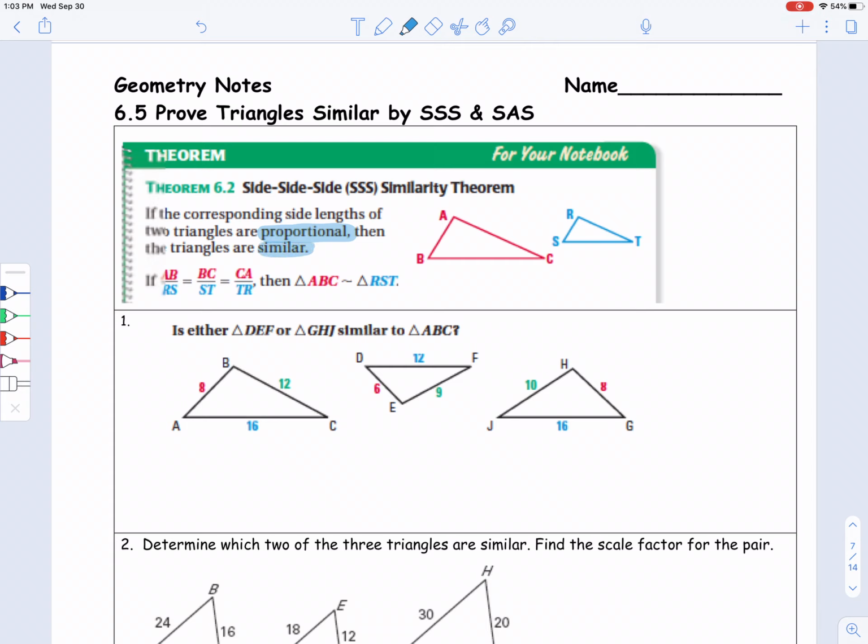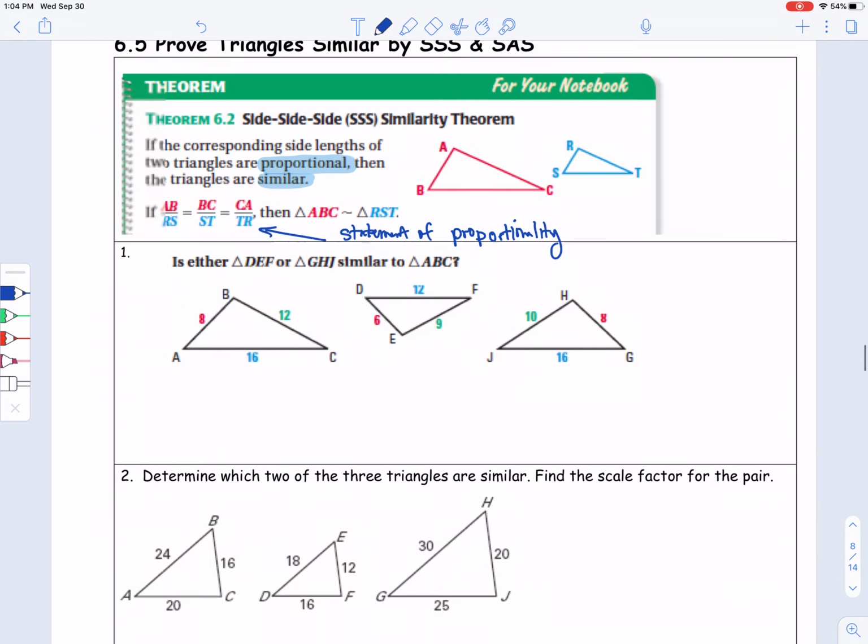So we've talked about writing a statement of proportionality before, and this here would be that statement of proportionality. In other words, if the statement of proportionality is true, then the side-side-side similarity theorem will be used to prove that these two triangles are similar. So we need to prove or show that all three sides have the same ratio or proportions. Alright? So I'm going to go ahead and show that with this first example.